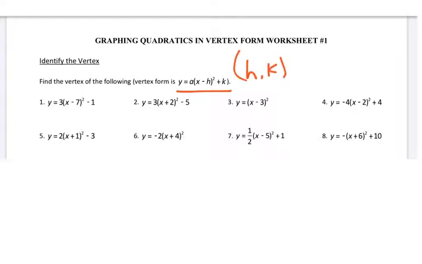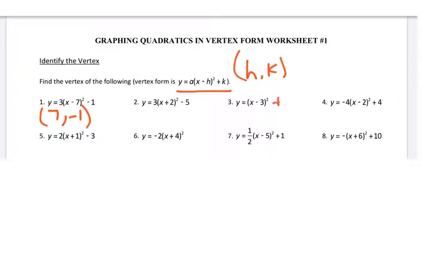All right. So look at the first one. What's the vertex of the first one? h is going to be the opposite of whatever's in the parentheses. So instead of minus 7, it's going to be positive 7. And then my k is going to be negative 1. All right. That one's not bad.